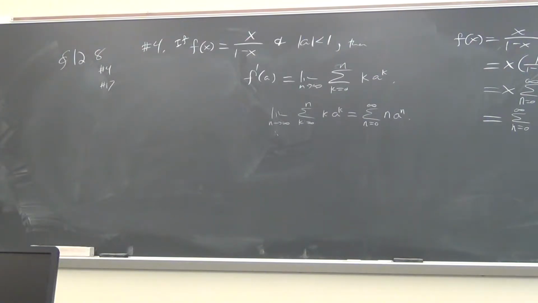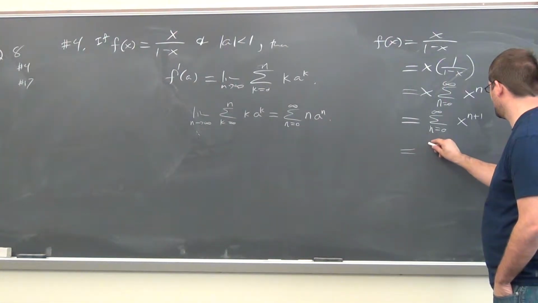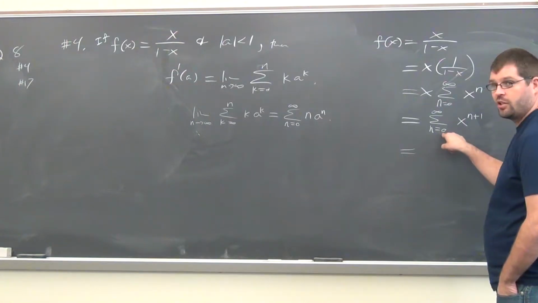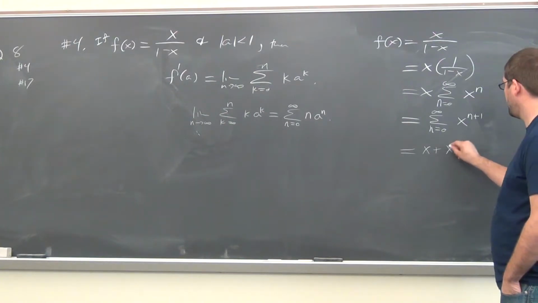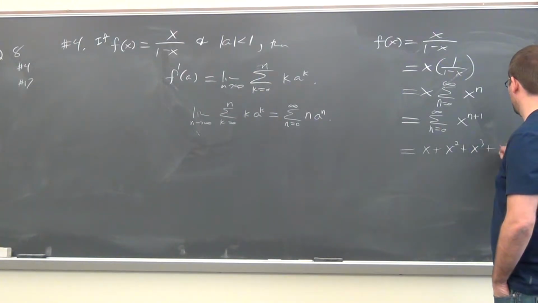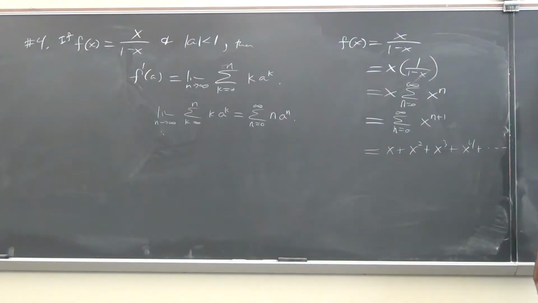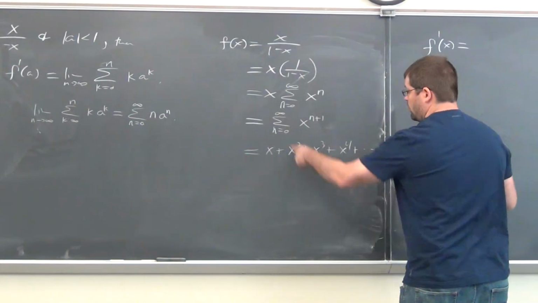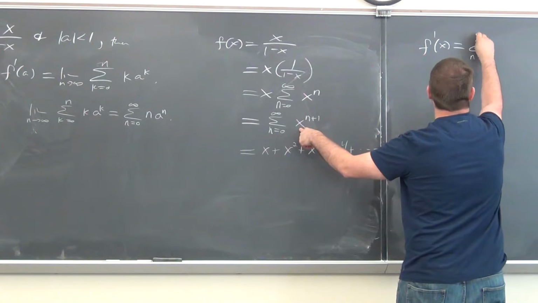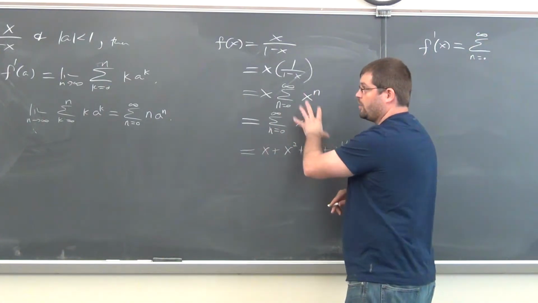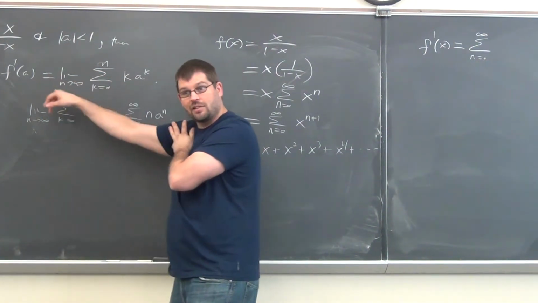I guess this is okay. You can view this in a bunch of different ways. Let's do it like this. When n is 0, what's your first term? x, then x squared, x cubed, x to the 4th, and so on, right? So what is f prime then? Well, on one hand, it's the derivative of this. You can do term by term. And again, this is only true if the absolute value of x is less than 1. That's why there's this condition about the absolute value of a being less than 1.